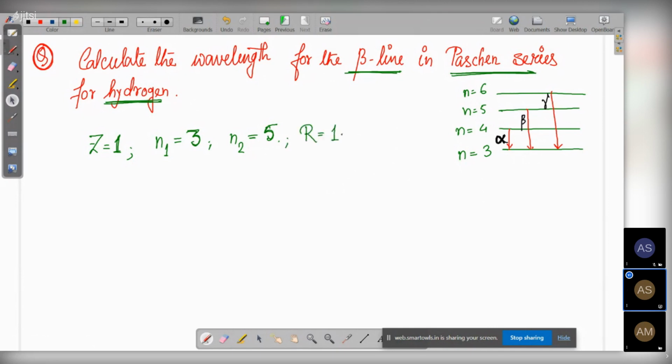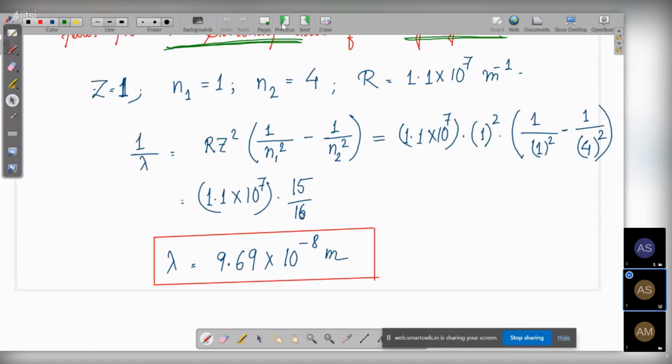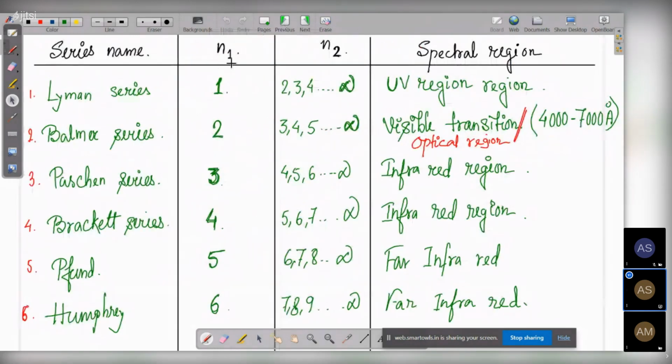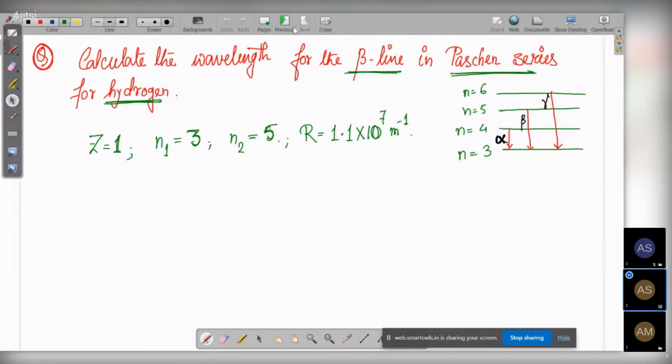Is the beta line concept clear to you? Do you now understand what beta line is meant? Yes, sir. Okay, then tell me, suppose for the Brackett series, what is the gamma line going to be? What is the gamma line for the Brackett series? 7. Yes, 7 to 4. Okay. So the 7 to 4 transition is basically the gamma line of our Brackett series.